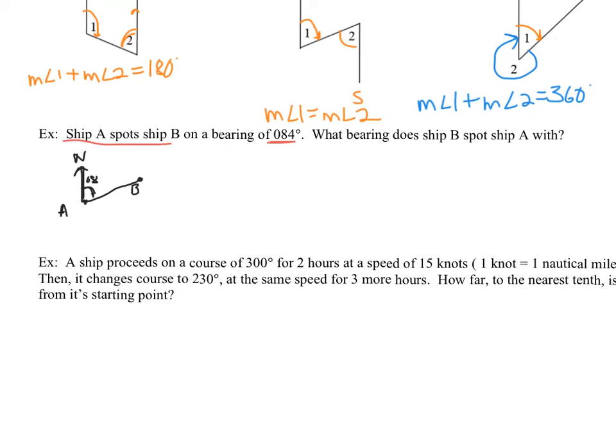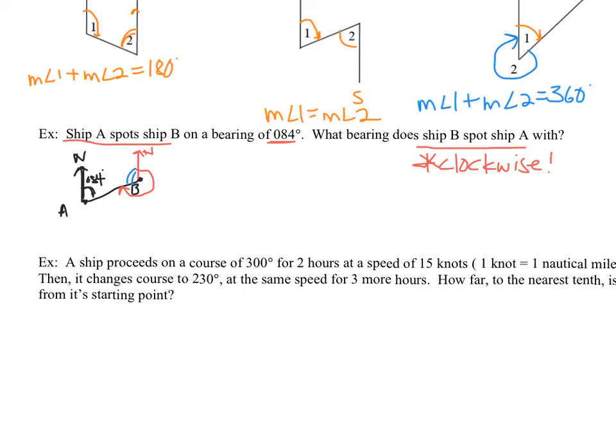That's 084, okay? So now it asks, what bearing does B spot A with? So here's where we have to be careful. If we create another north, we're not doing a compass bearing, we're doing a ship's course or a ship's bearing. We always have to go clockwise. So as long as you remember that, we should be in good shape. What this means is we have to rotate all the way around in that direction. Now, to figure out that angle, we would have to know this angle right here in the corner, and then we could subtract from 360.